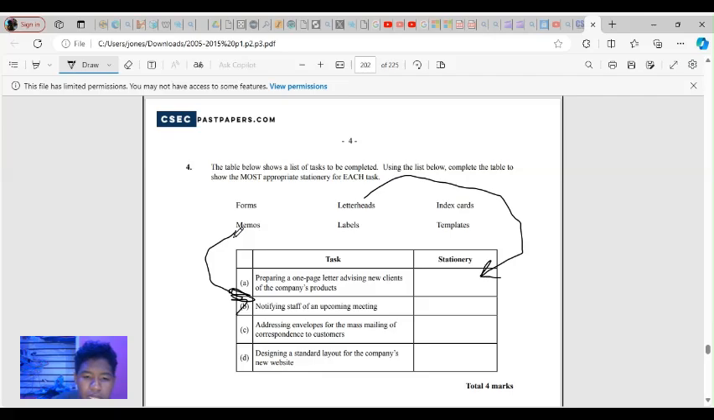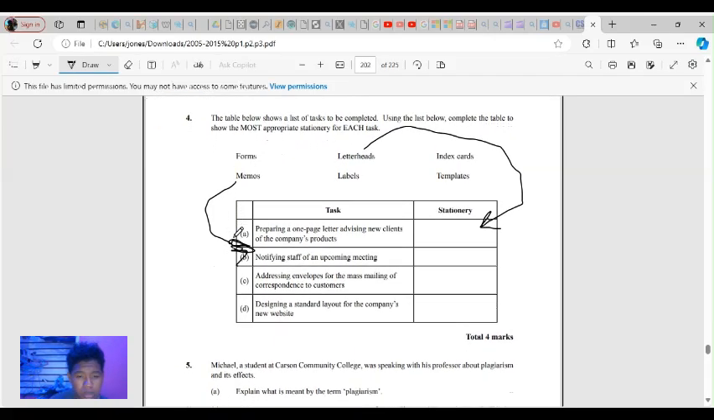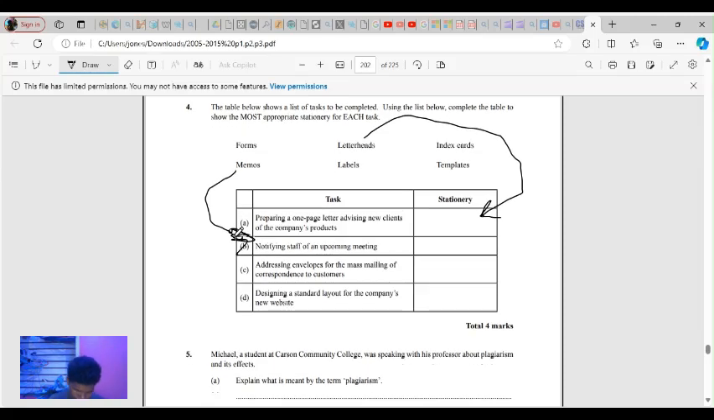Then we would have the third one. It says addressing envelopes for the mass mailing to customers, and this one would be labels. So this one here would be labels. I don't write this thing like this, I'm just doing this because I want to give y'all the idea. Between now and the next class, I'll put everything in more detail.